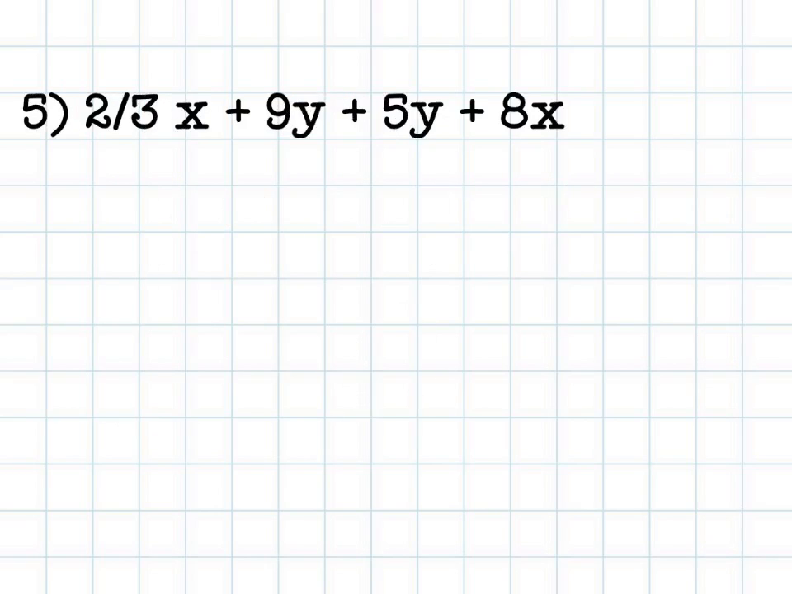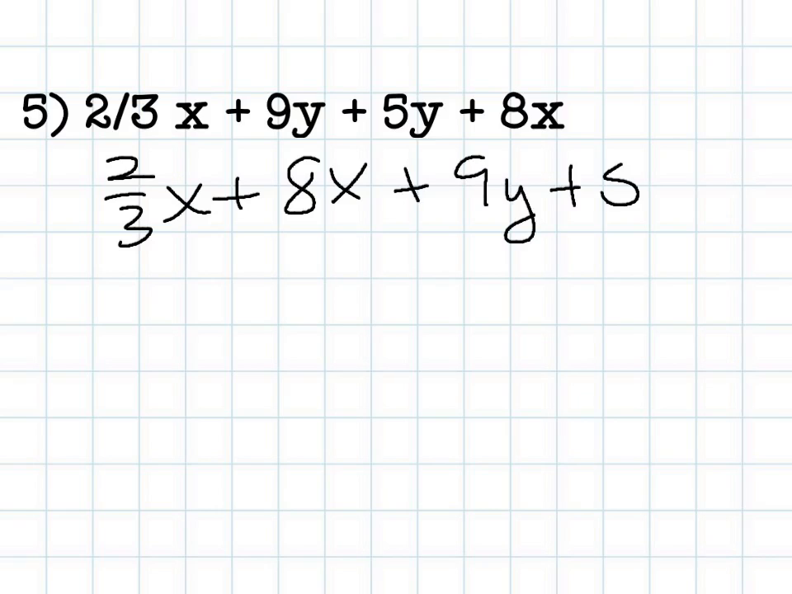Okay, now this is the first problem that we're doing that doesn't have everything as a like term. So pull all of the like terms together. So pause the video for a moment while you rearrange the equation and put all the x's together and put all the y's together. Okay, so you now have 2/3 x plus 8x plus 9y plus 5y. Those are the ones that are like terms. Now again, use the distributive property to pull out the coefficients of the variables that are like terms. So these are the two that will go together.